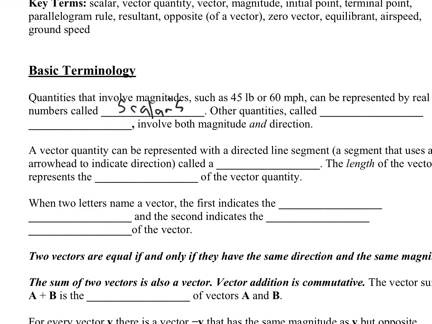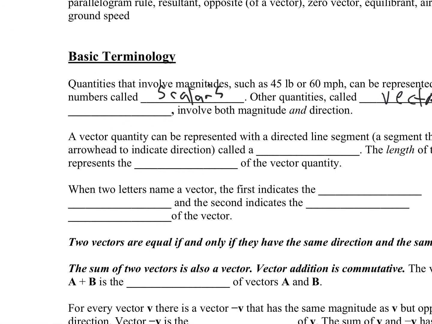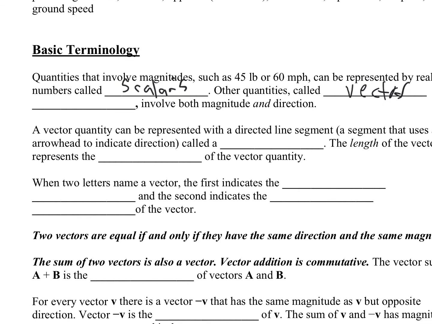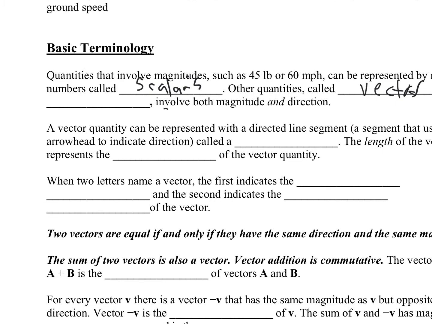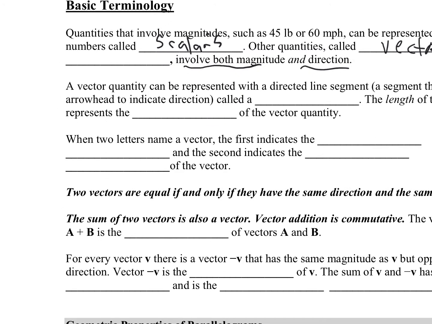Other quantities we'll call vectors. That's what this section's about. I don't know why there's two blanks. I can't make up a word. Maybe called a vector, I don't know. Probably I'm just going to say vectors. They have magnitude and direction. Okay, we'll look at an example in a little bit.